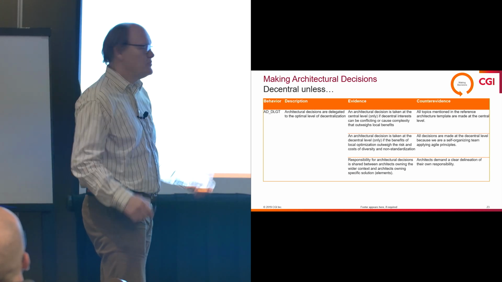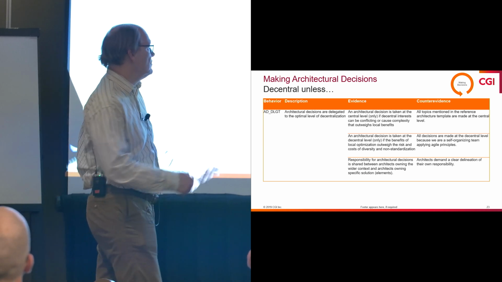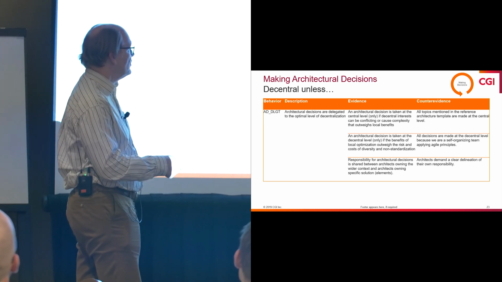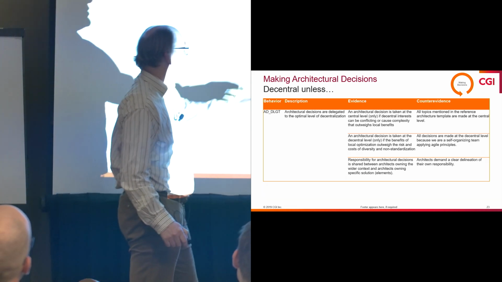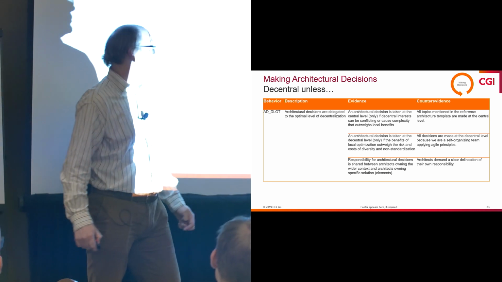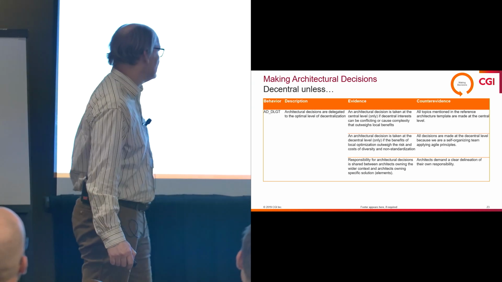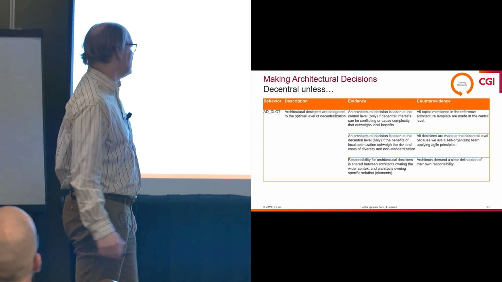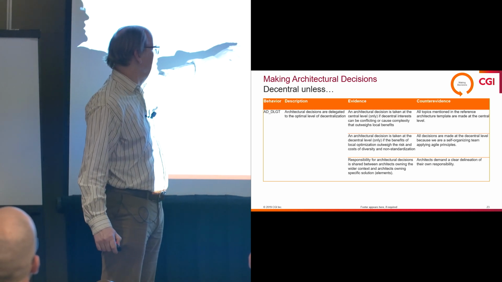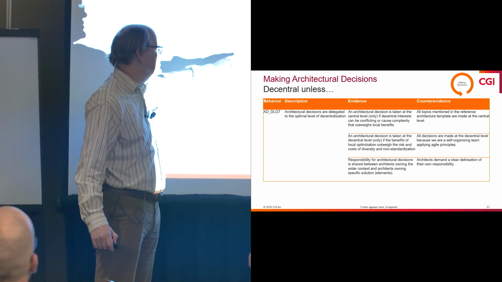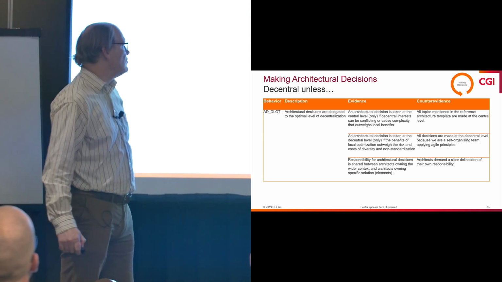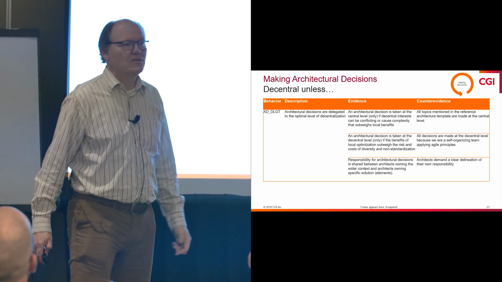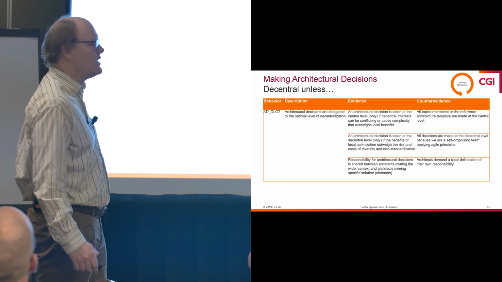Or maybe the other side of the spectrum, this is the waterfall wasteland, right? This is more the agile outback. All decisions are made at the decentral level because we are a self-organizing team applying agile principles. That's not very mature. Actually, an architectural decision should be made at the decentral level only if the benefits of local optimization outweigh the risk and cost of diversity and non-standardization.